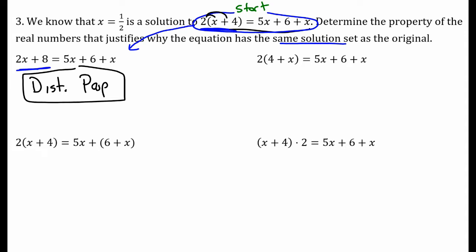Let's go here. We'll go red. How did I start with this equation and end up here? Well, I have 2 times x plus 4 became 4 plus x. It looks like order changed. Now take a second. Think about order changing. What property did we learn about previously that says I can change the order of addition? Oh, that's the commutative property.